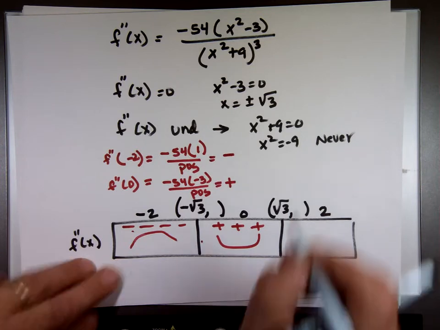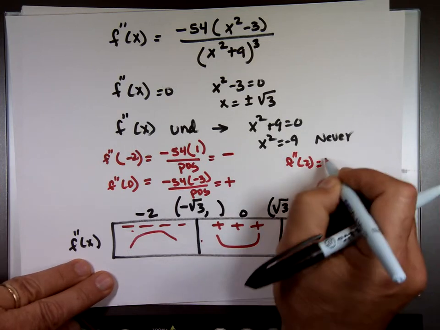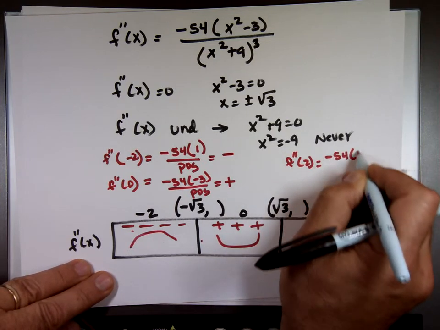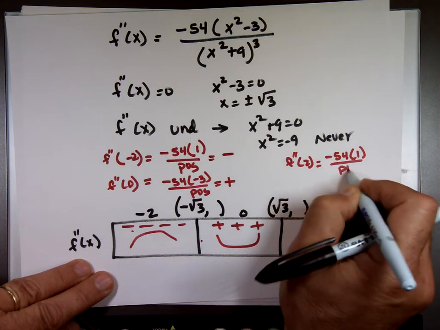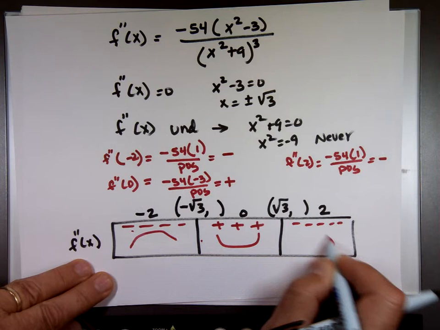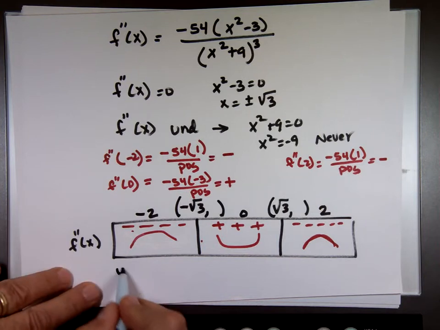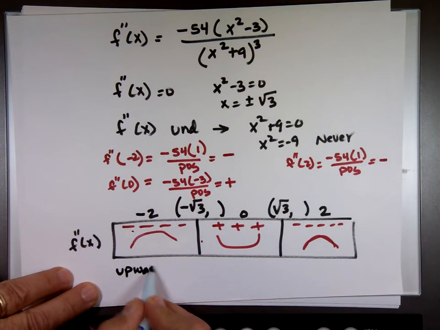The 2. Negative 54 times 1 over positive. That's a negative. Concave downward. Inflection point again. Where's the function concave upward? Upward from where to where? That's all they're asking. Upward and downward.